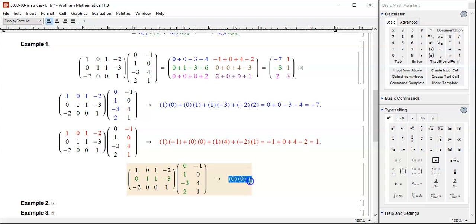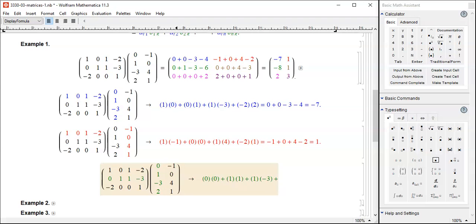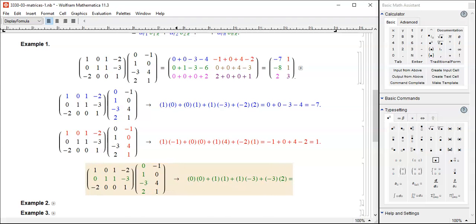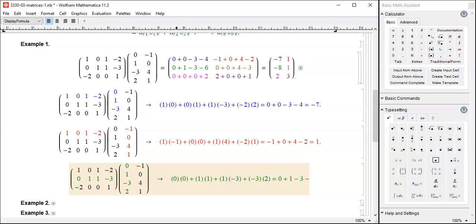Give me a moment, I need green here. Okay, all right. Now second entry times second entry. And then third entry times third entry. And then fourth component times fourth component. So you get 0 plus 1 minus 3 minus 6.